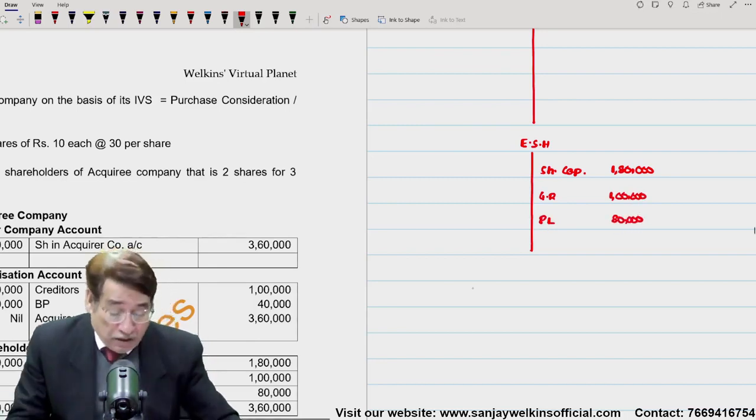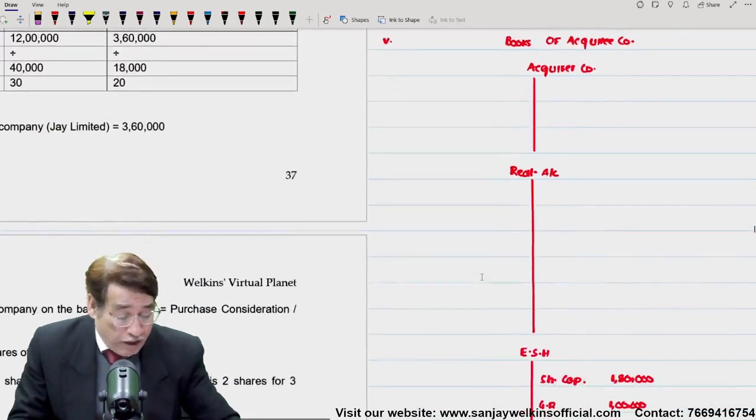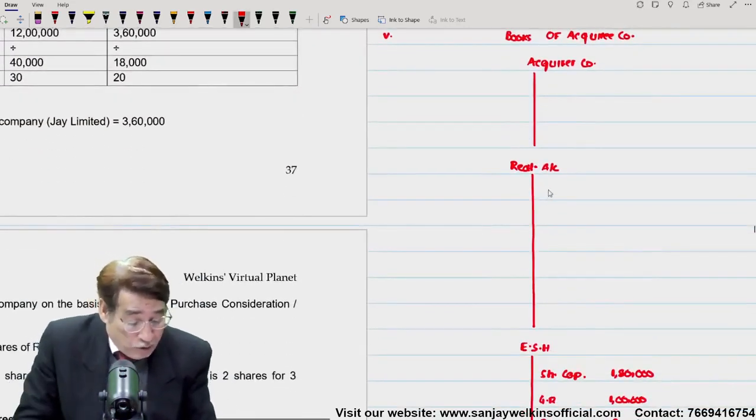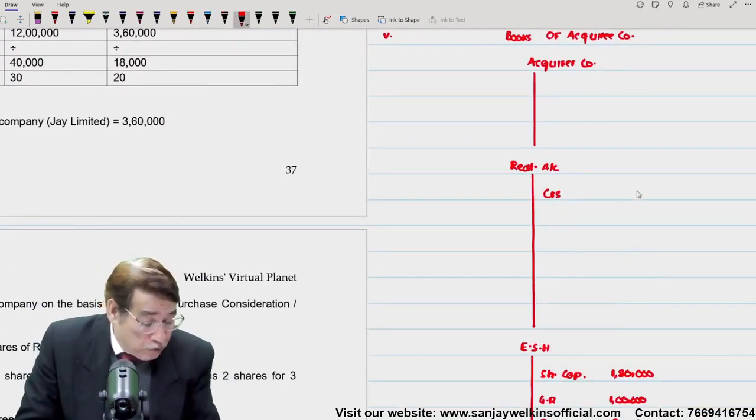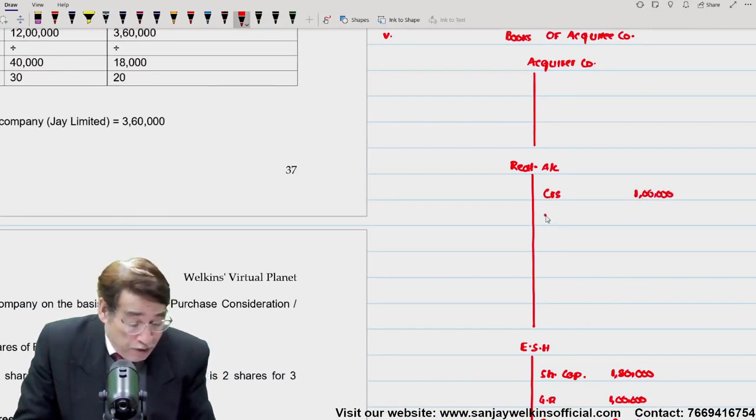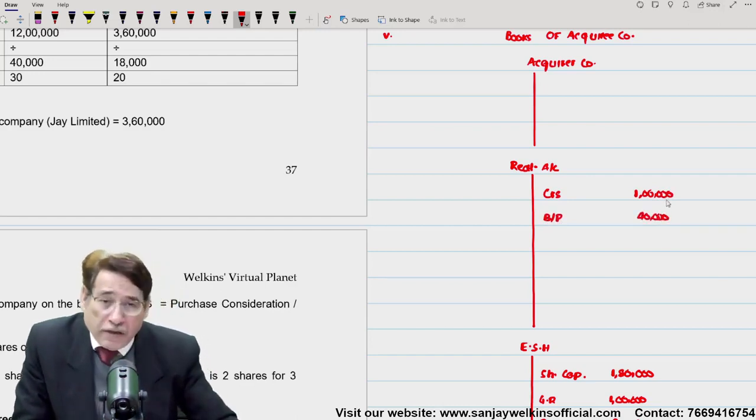After that, there are 3 liabilities. However, the acquiree company is having only 2 liabilities, no debentures. So creditors, we are going to transfer to the credit side of the realization account, 1,00,000. Bills payable, obviously, we are going to transfer here, 40,000. So our liability side is closed.